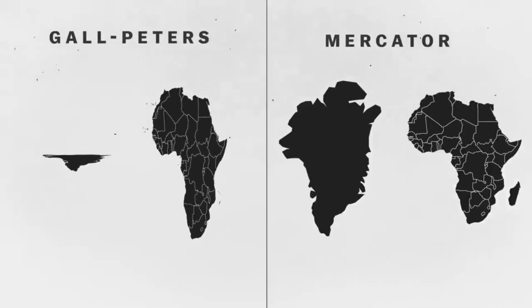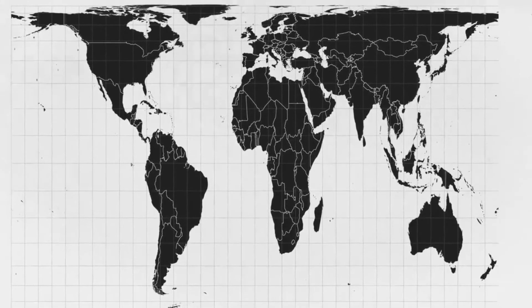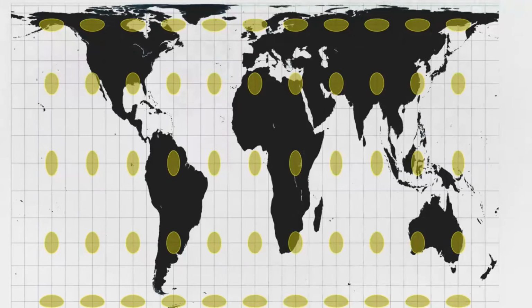Look at Greenland and Africa. The size comparison is now accurate, much better than the Mercator, but it's obvious that the country shapes are now stretched. Here are the dots again so you can see how the projection preserves area while totally distorting shape.